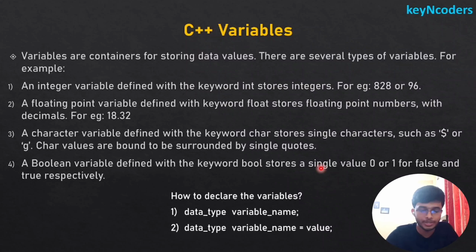So I have already explained how to declare variables. You should write the data type, that can be int, float, character, boolean, or any other data type which I have not discussed in this video, which I will definitely discuss in future. And then you should write the variable name, right? So data type, the variable name is equal to value.